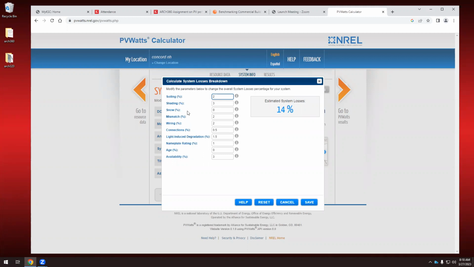Snow, percentage of snow. We are in Concord, New Hampshire, so snow is a big deal. So how can we take that into account? Reduction in the system's annual output due to snow covering the array. The default value is 0, assuming either that there is never snow on the array, very unlikely, or that the array is kept clear of snow.